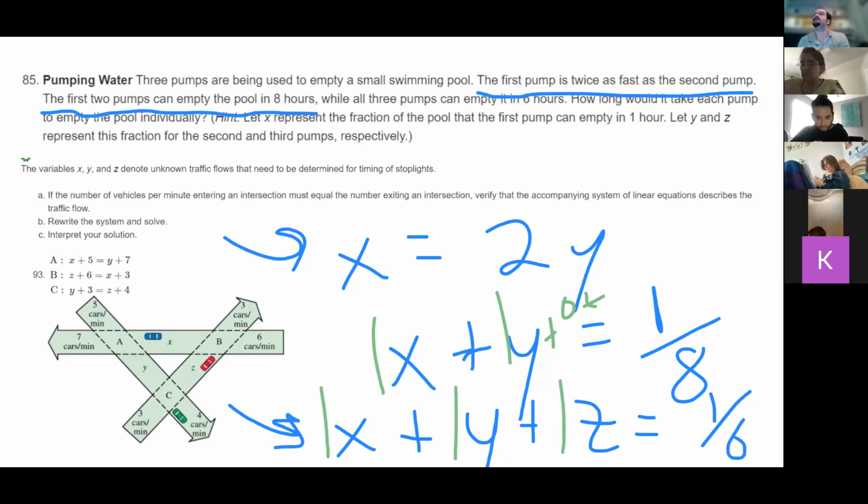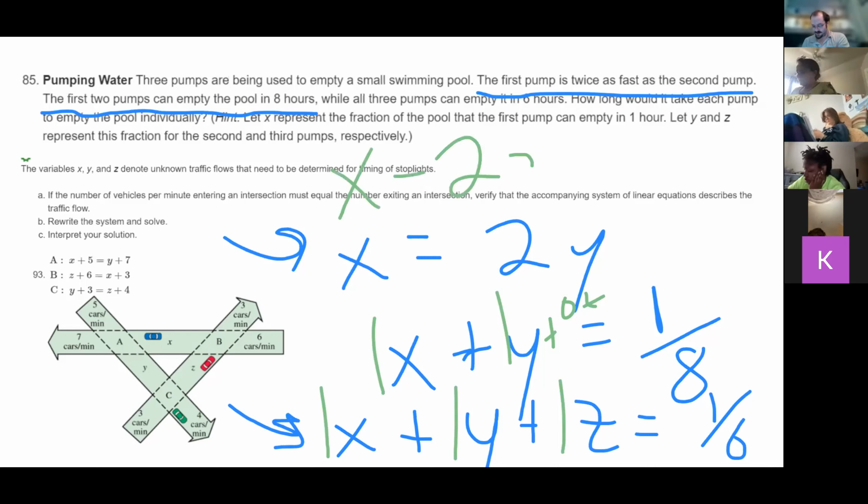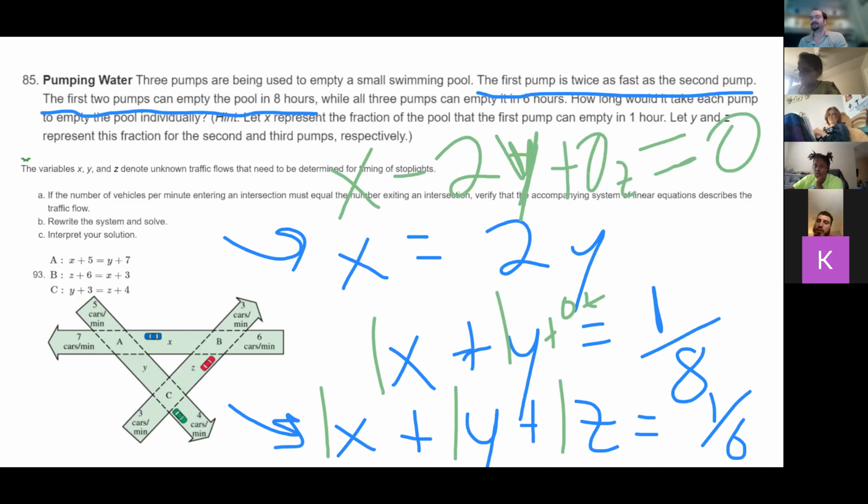Would you subtract 2y from both sides? Yeah, so if I do x minus 2y, 2y, and that's equal to what? Zero. All right. Making sure y'all fill in those zeros is what I'm trying to do here.